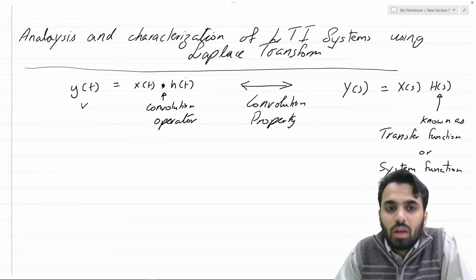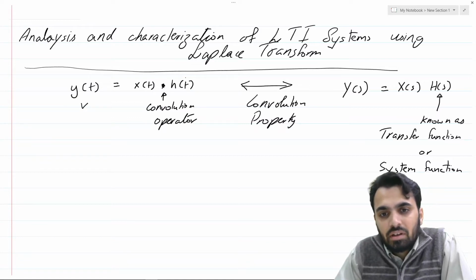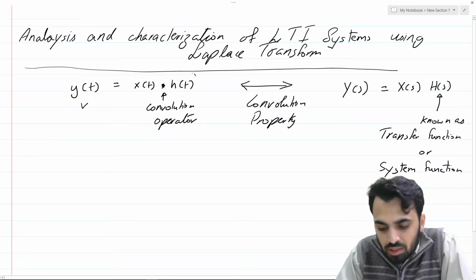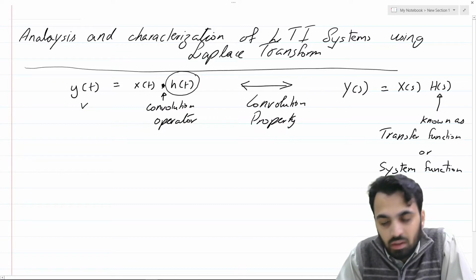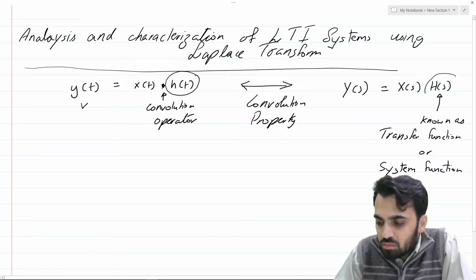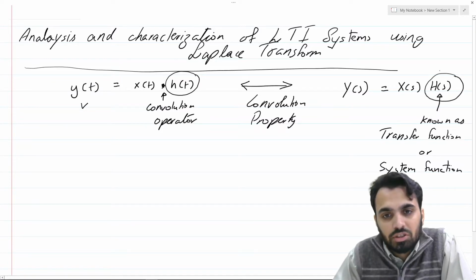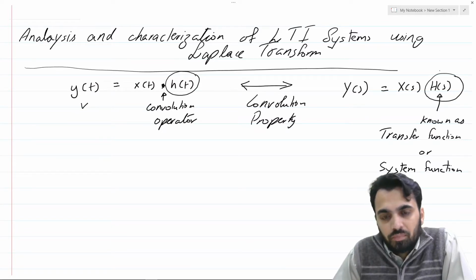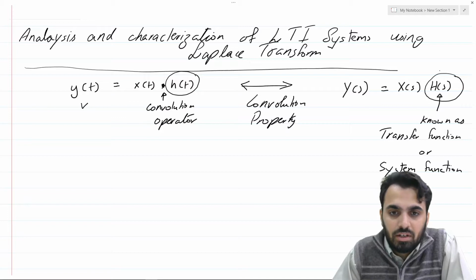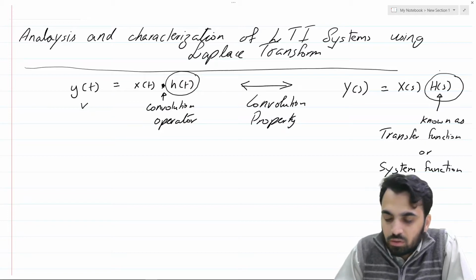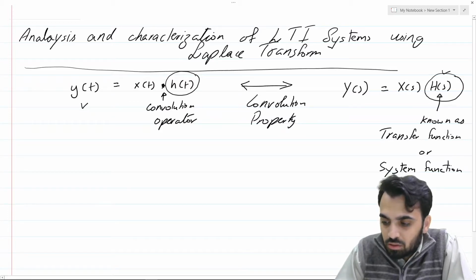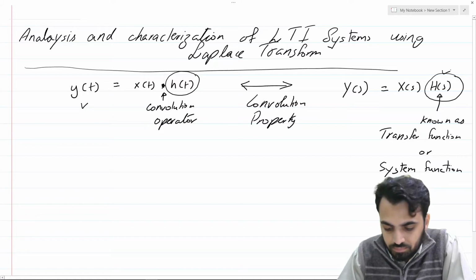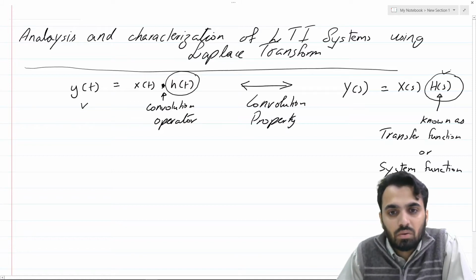Previously, we were able to analyze any given linear time invariant system by means of an impulse response h of t. The same can be done in the S domain by means of the transfer function h of s. So presently we will be looking into two properties, that is causality and stability, and we would determine causality and stability by means of the transfer function h of s. So let us first look into causality.